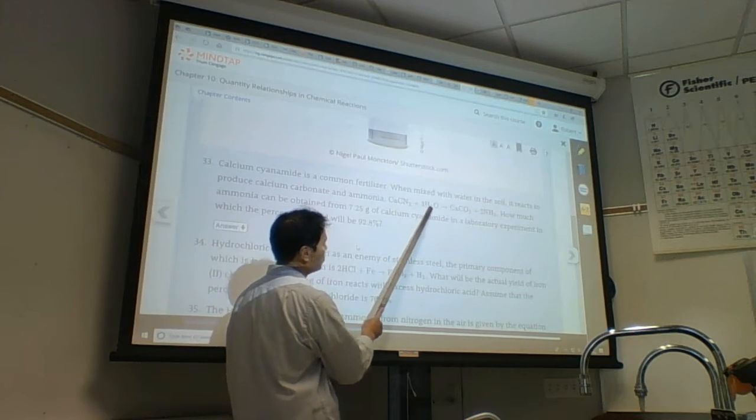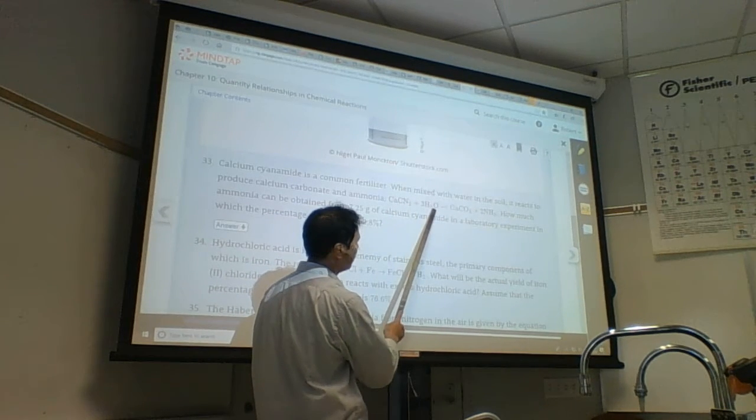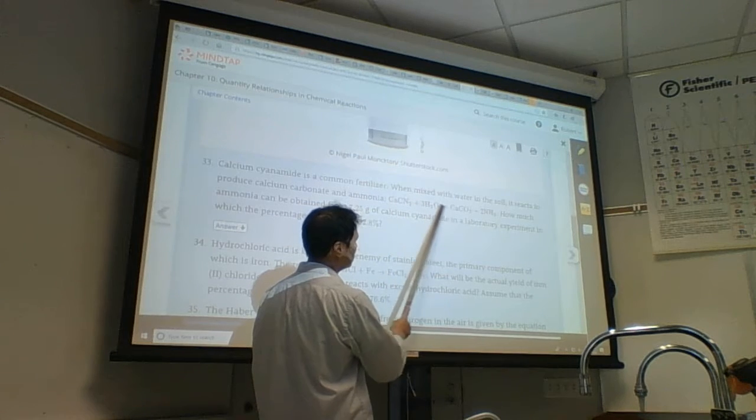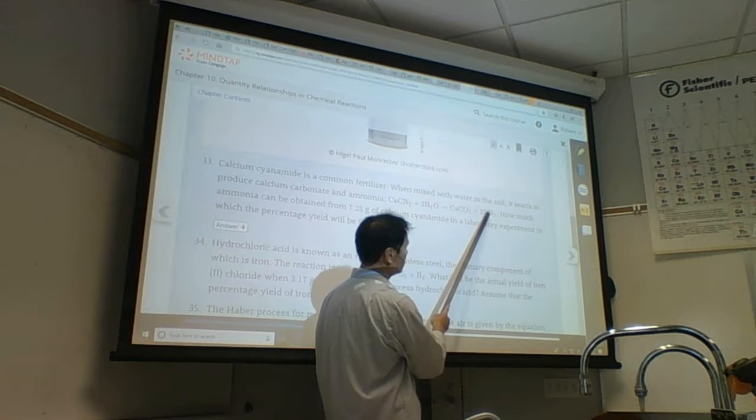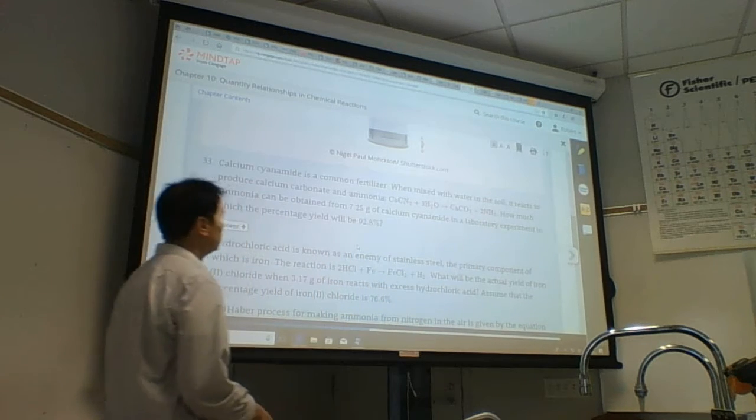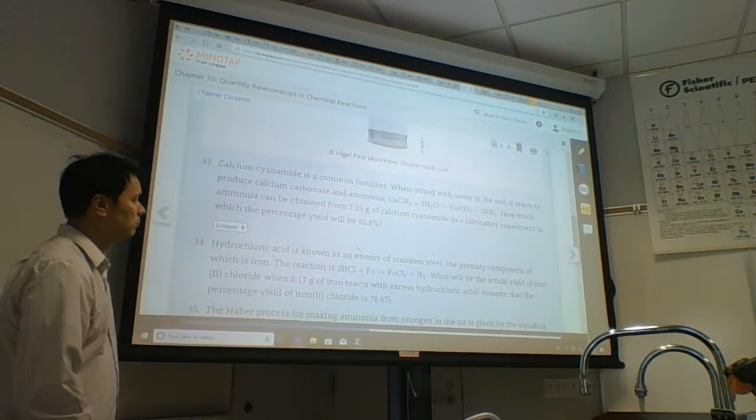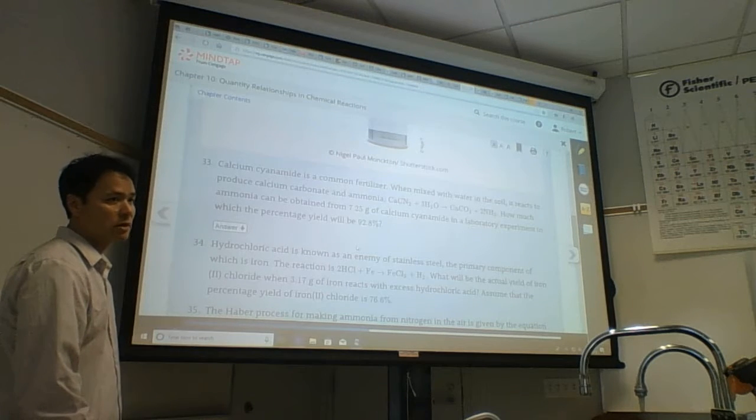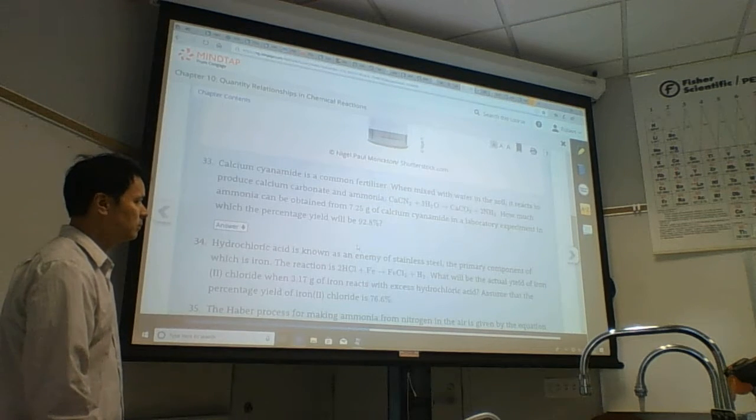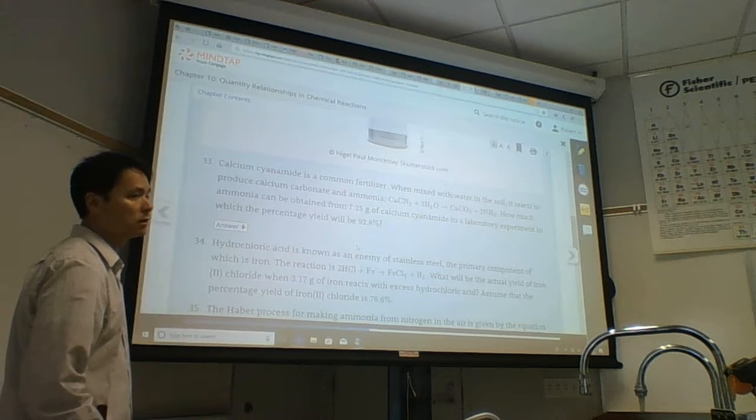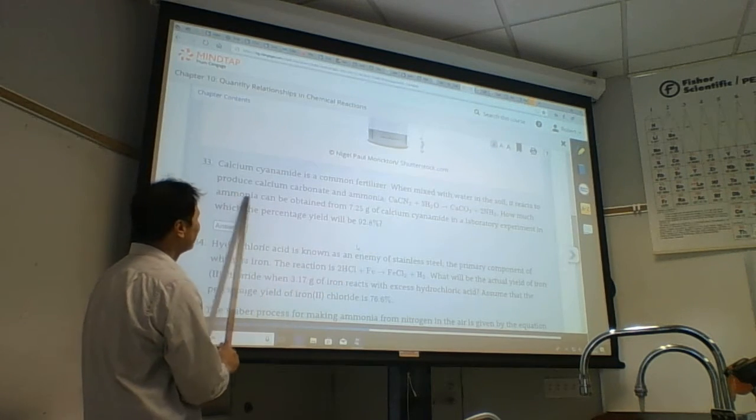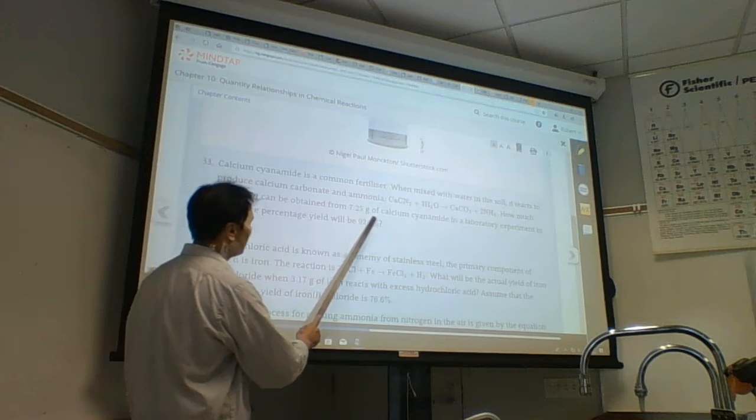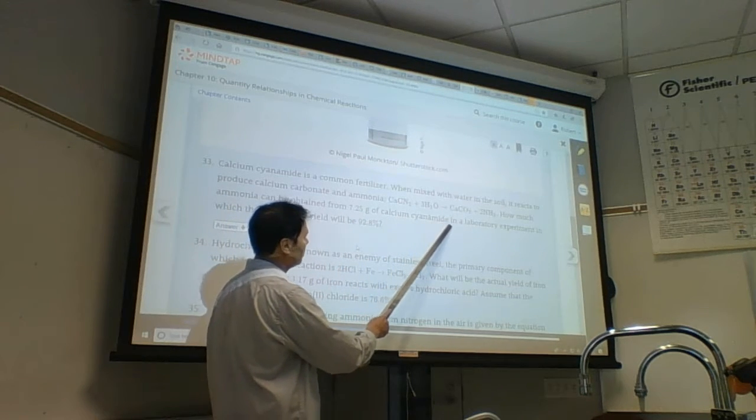And so this reacts with water. This is a Lewis acid-base type reaction. This Lewis acid-base reaction is going to produce calcium carbonate and ammonia. The ammonia is what's going to fertilize the soil. So calcium cyanide, is that toxic? Calcium cyanide is toxic, but calcium cyanamide is probably a lot less toxic. It's a cyanide ion.